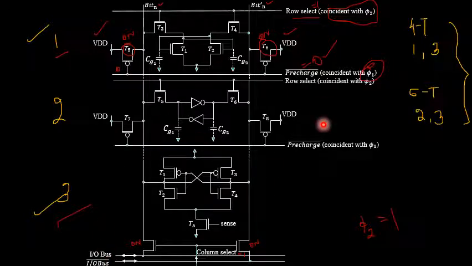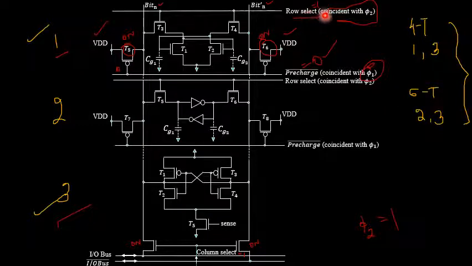So next, coming to the individual operations. First let me start with the write operation. When I am performing the write operation, I am going to precharge T5 as well as T6 to a level of logical 1 state or VDD. Then I am going to have the column select signal asserted with logical 1 state. So it is coincident with the clock signal phi 2, whereas the precharge is coincident with the clock signal phi 1. Both should be mutually exclusive in nature.